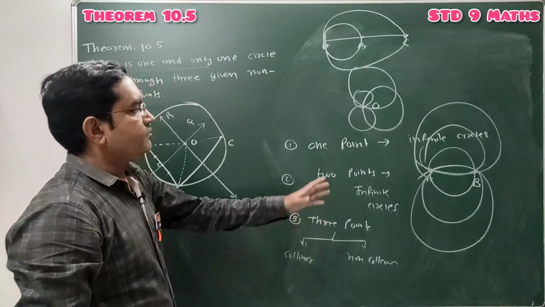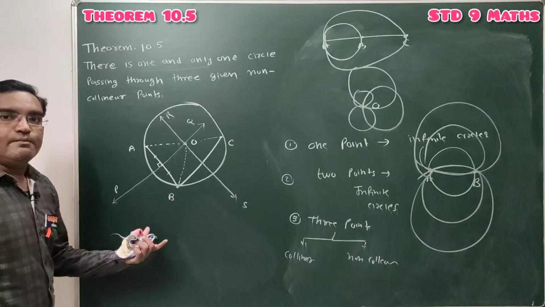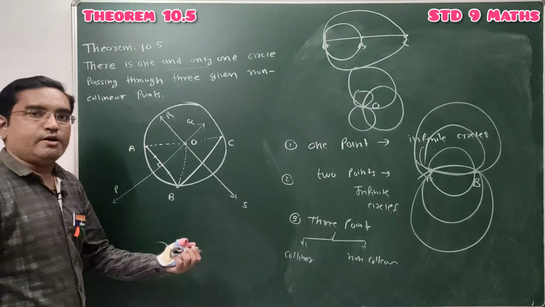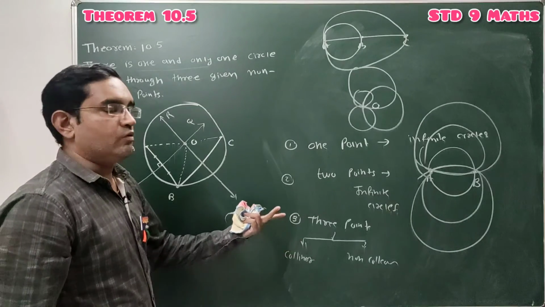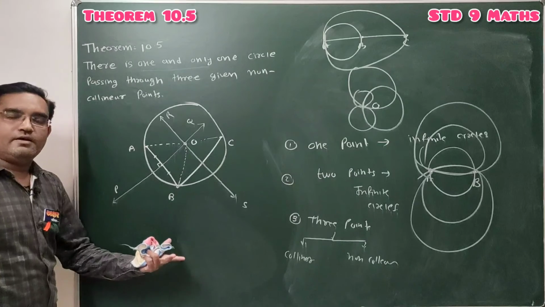Clear? So these are the different conditions through which a circle can pass: 1 point, 2 points, 3 points, linear or non-collinear points. Clear, students? So pause the video again and note it down.